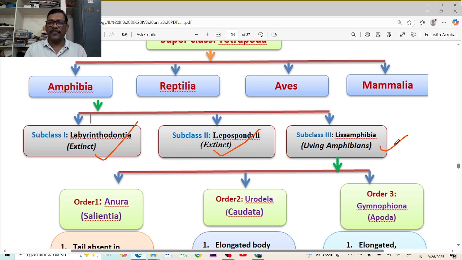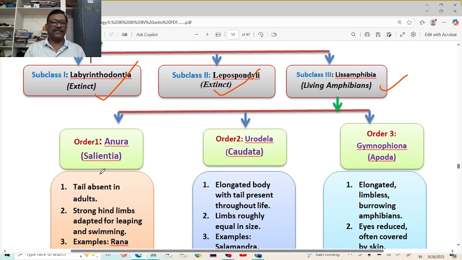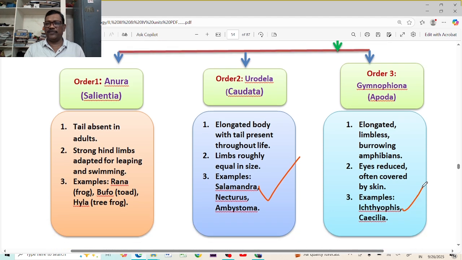Salamanders and frogs are living on this earth, and some of the Caecilians. These three groups of animals are living on this earth under Lissamphibia. In this Lissamphibia, the Anura are actually frogs. Tail is absent in these animals, but the remaining, Urodela or Caudata, are called the salamanders. And Gymnophiona are actually called the blind worms, Ichthyophis for example.